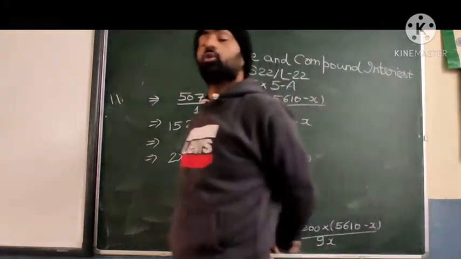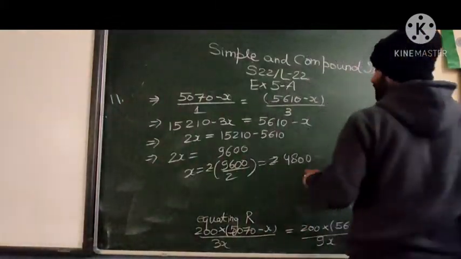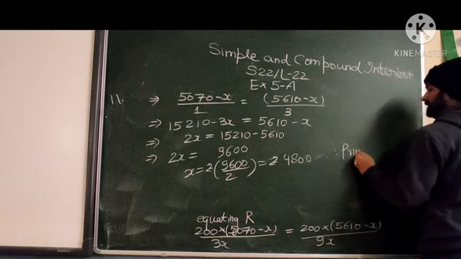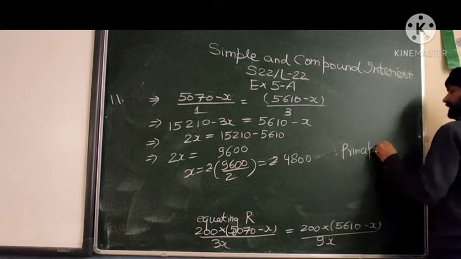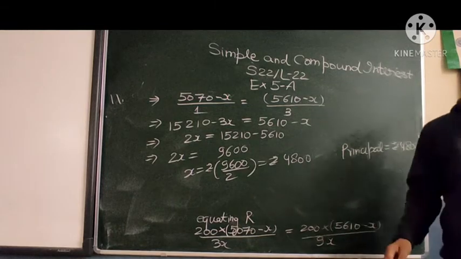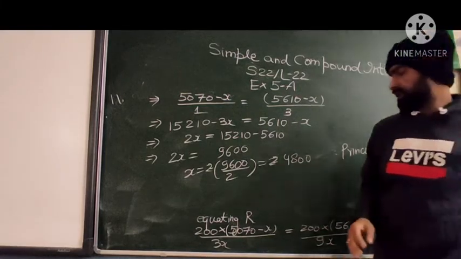This might look like a tough question, but it is not actually, only it is a lengthy solution. You can try things on your own, I understand. Okay, so once we have got x, what is the principal? Therefore, principal is equal to rupees 4800. This should be the answer for question number 1, yes. Now other things you can also calculate easily.